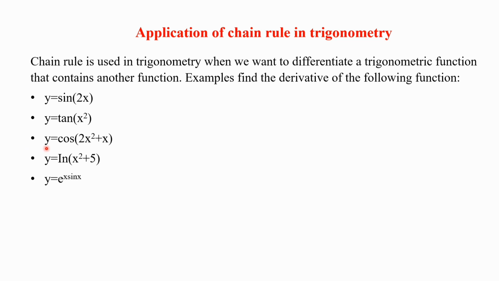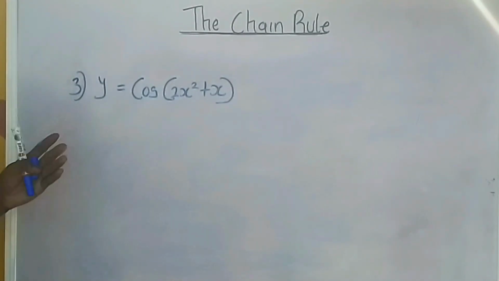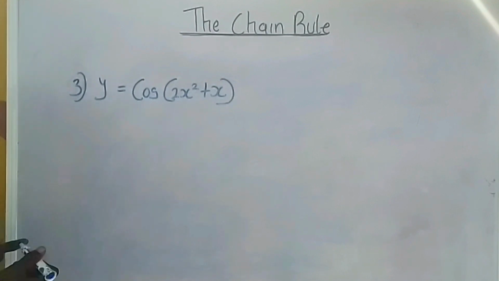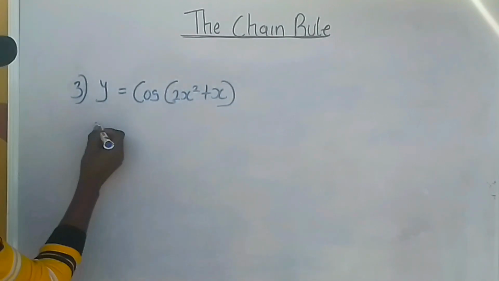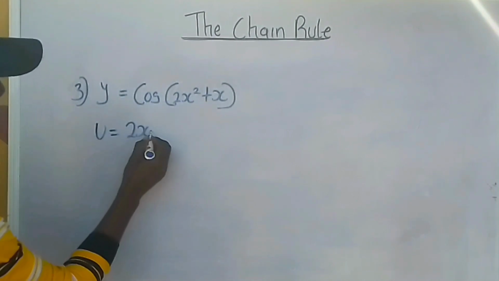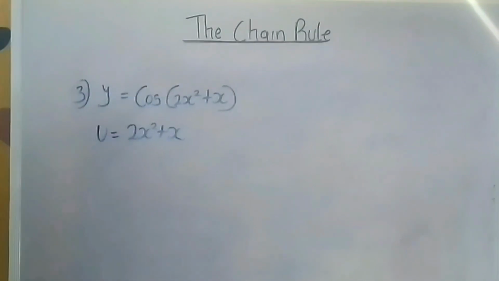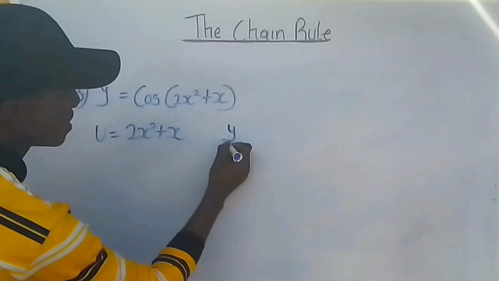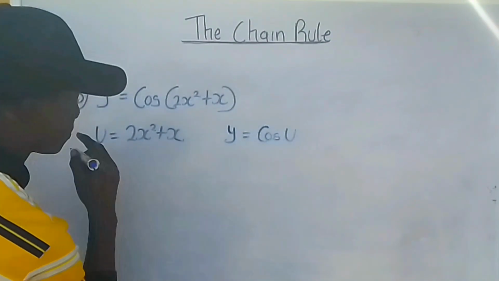Find the derivative of y is equals to cos of 2x squared plus x. Don't forget, the first step is to identify the inner function and the outer function. So in that case, I'm going to have u is equals to 2x squared plus x, which is the inner function. So in that case, y is equals to cos u.